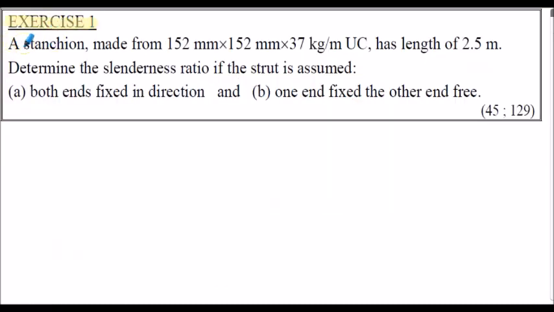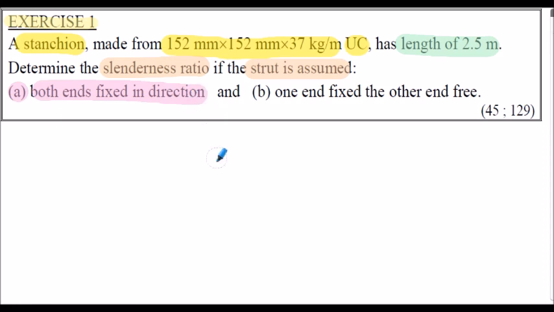Exercise 1. A stanchion is made from 152 by 152 by 37 kilograms per meter universal column. The stanchion has a length of 2.5 meters. We've got to determine the slenderness ratio if the stanchion or strut is assumed, part A, that both ends are fixed in direction, so in CASTRO both ends, that's fixed in translation and direction at both ends. And part B, one end is fixed and the other end is free. So one end fixed in translation and rotation and one completely free. The slenderness ratios are shown here in the bracket for reference.